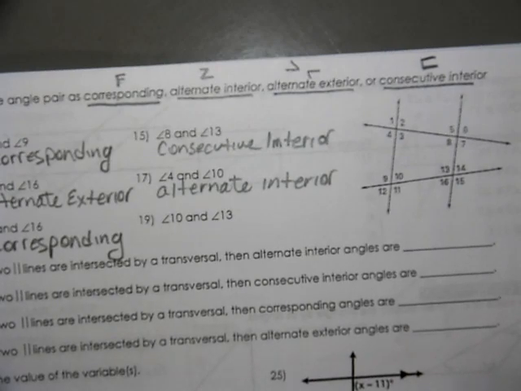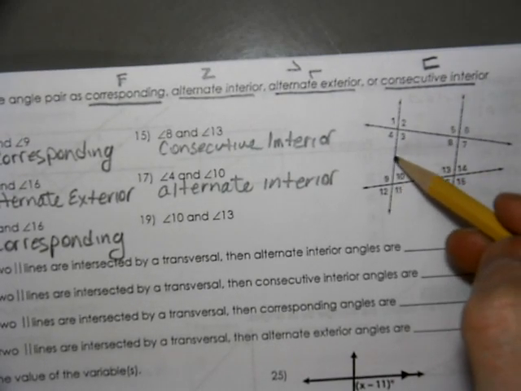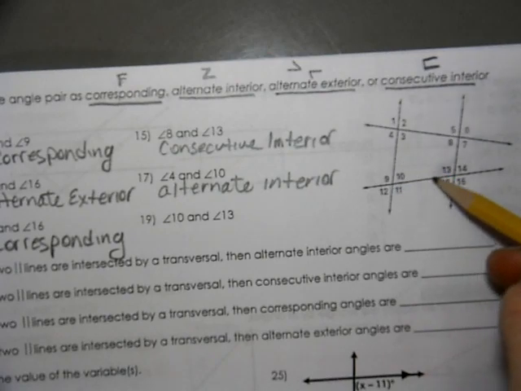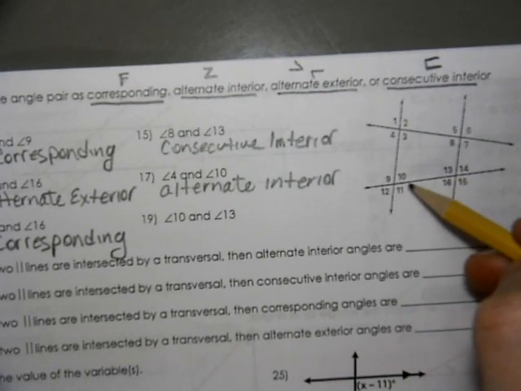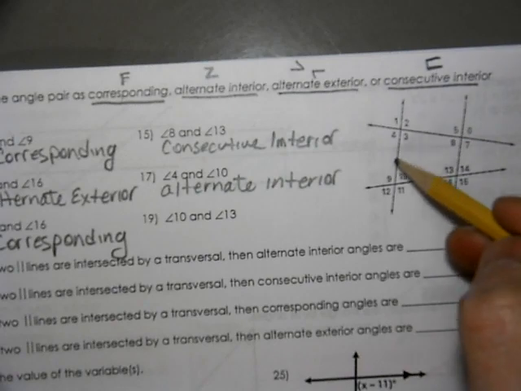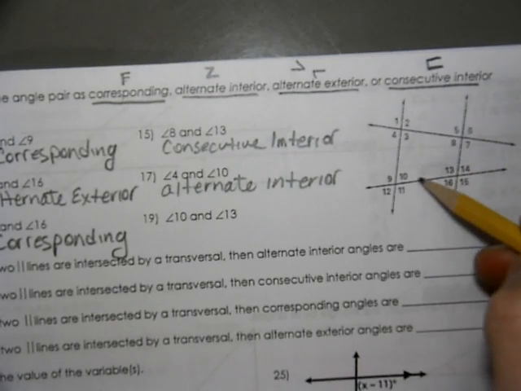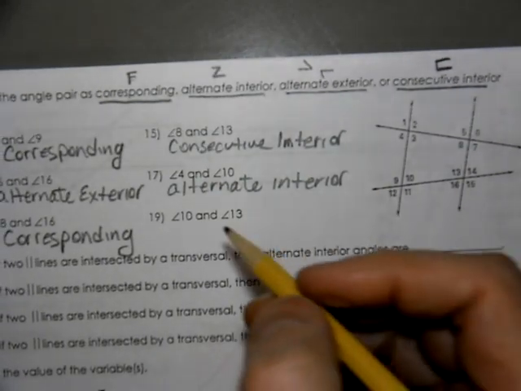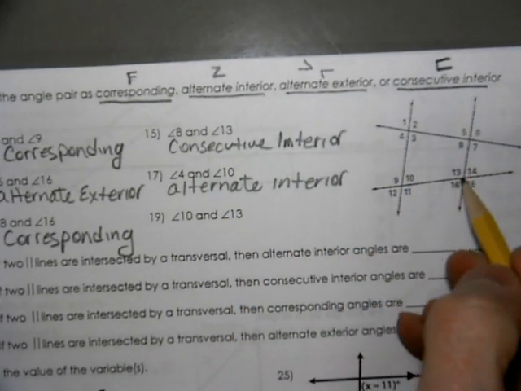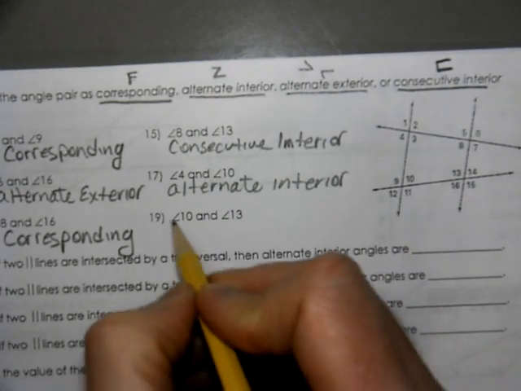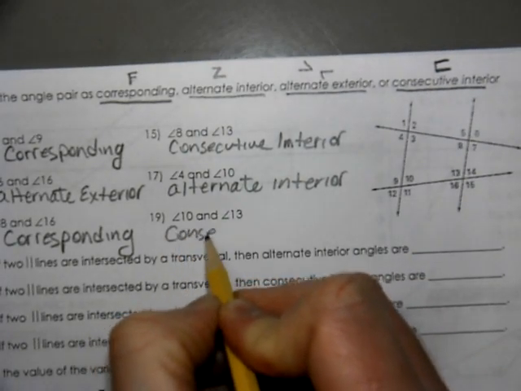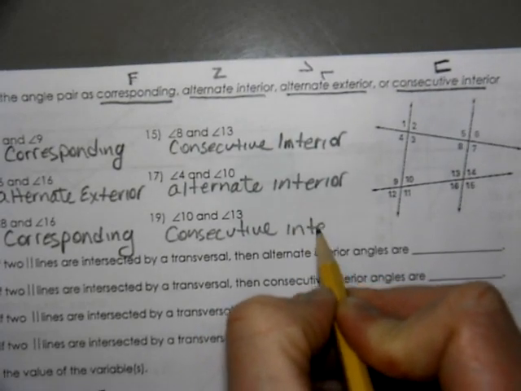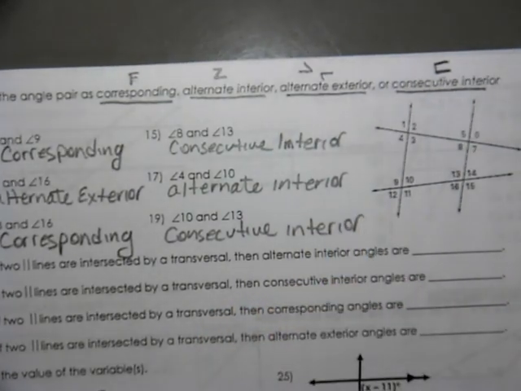And we'll finish with 10 and 13. So tracing out what looks like 10 and tracing out what looks like 13. If you see, they're both inside. They're both on the same side of this transversal. They're making the C type shape. Looks more like a U from this point of view. It's called consecutive interior.